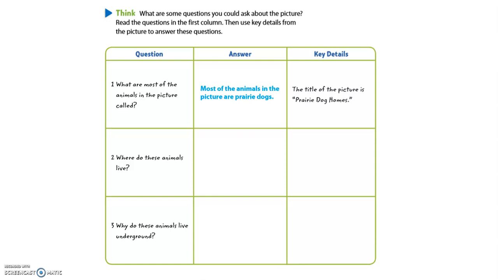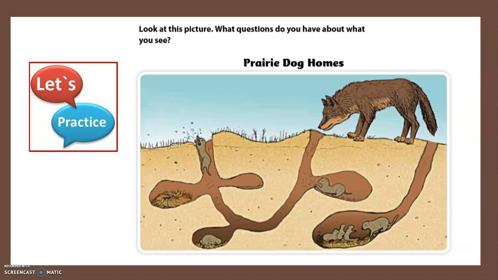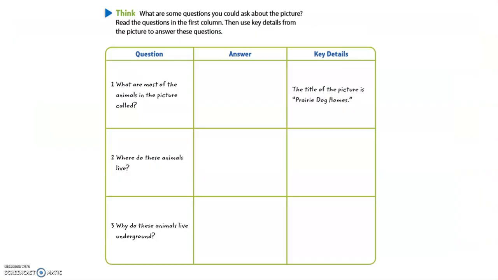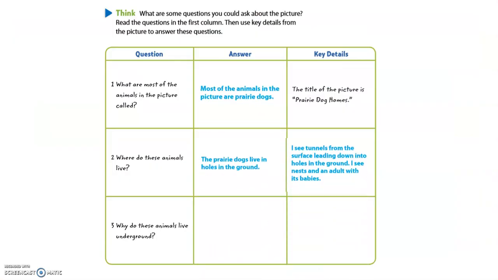Number 2, where do these animals live? Let's go back to the picture. If you said the prairie dogs live in holes in the ground, you are correct. A key detail would be that we see tunnels from the surface leading down into the hole in the ground. We see nests and we see an adult with its babies.